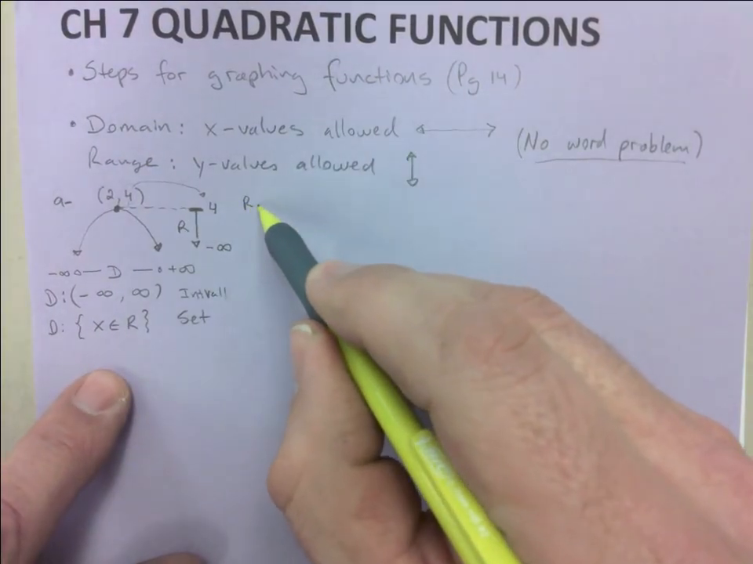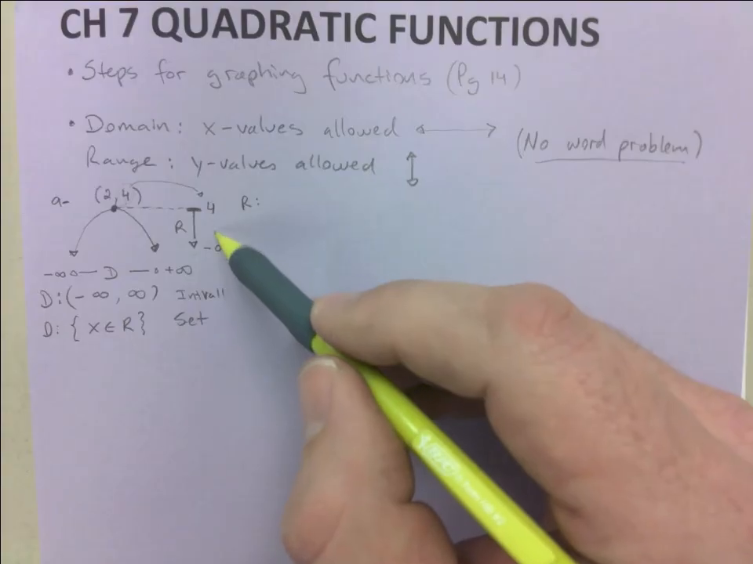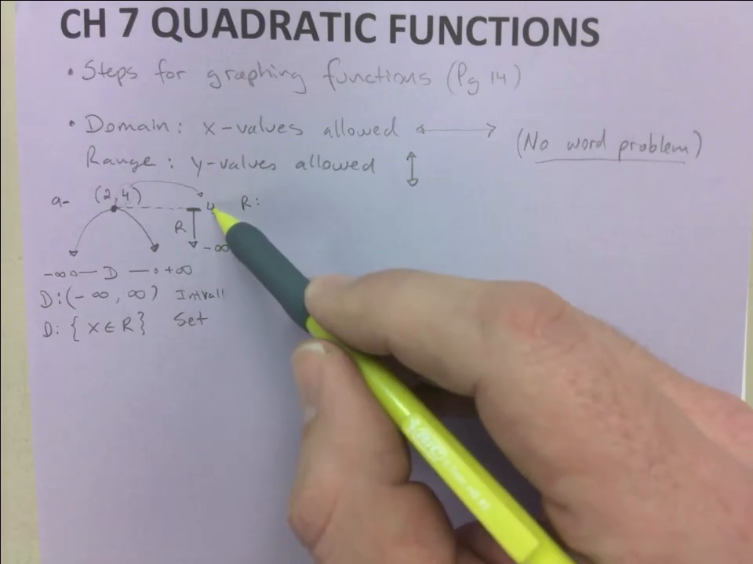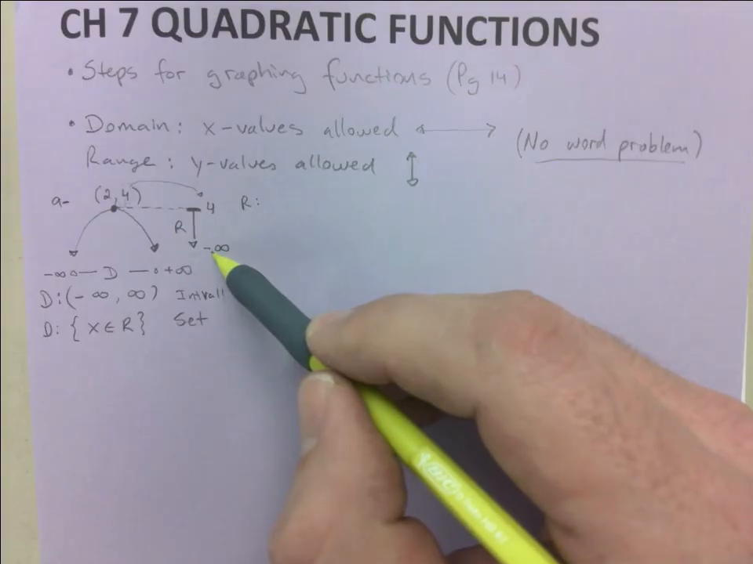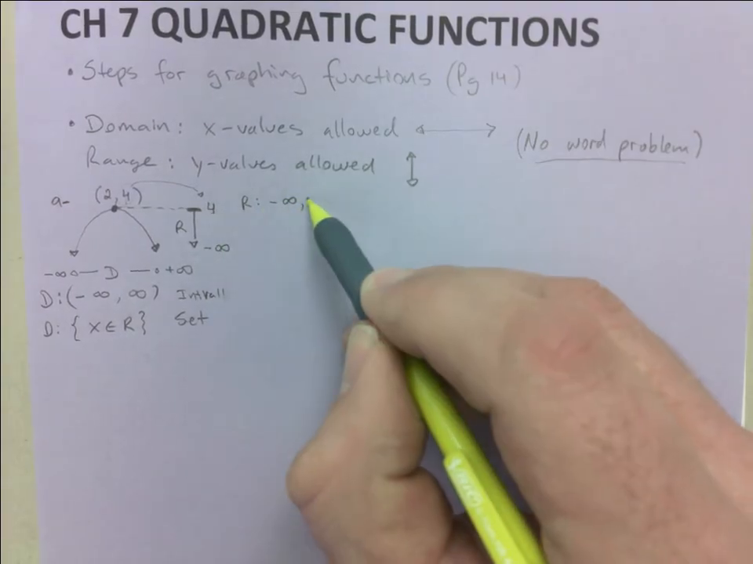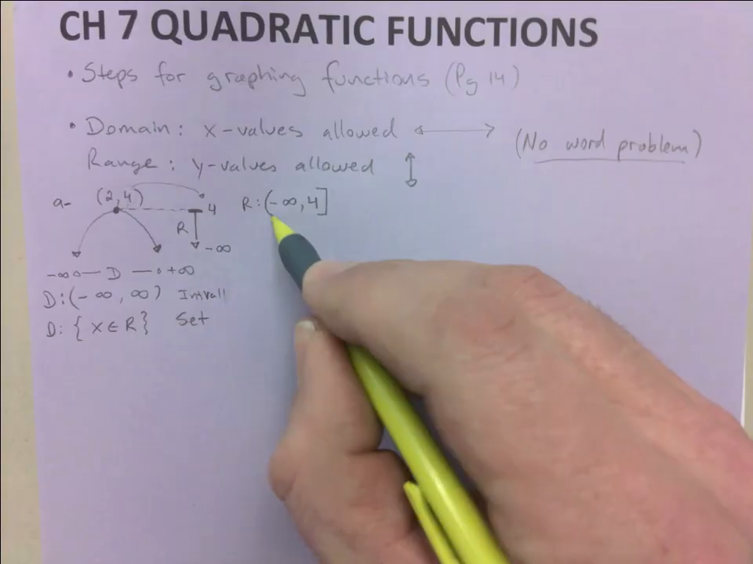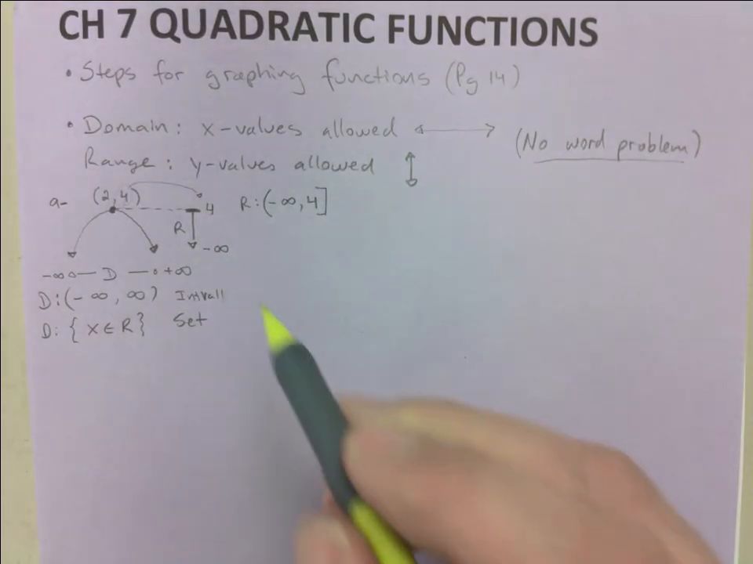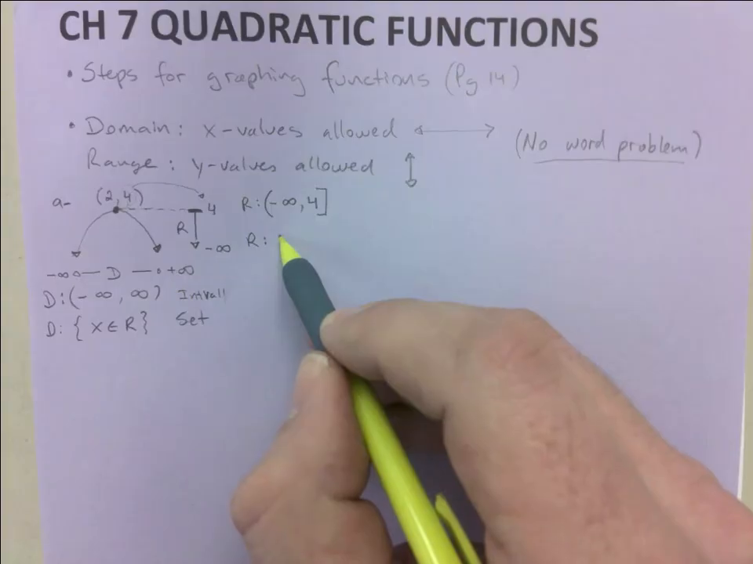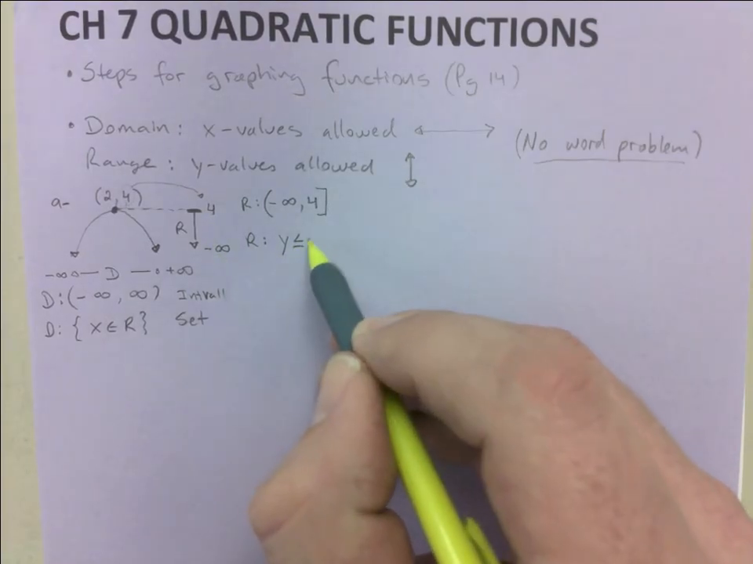For the range, let's do the interval first. Put down the values first. So which one of these is smaller? It's negative infinity. The more negative you are, the smaller you are, right? So you go negative infinity first, and then 4 second. And you put a square bracket around the number, you put a round bracket around the infinity. Or you can use set notation, and so the y values would have to be less than or equal to 4.